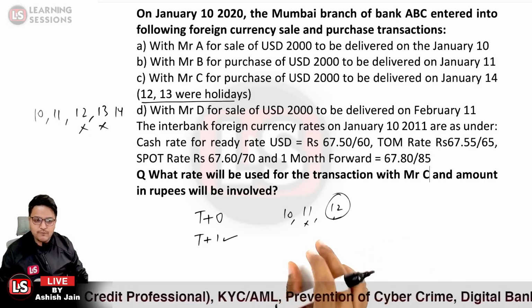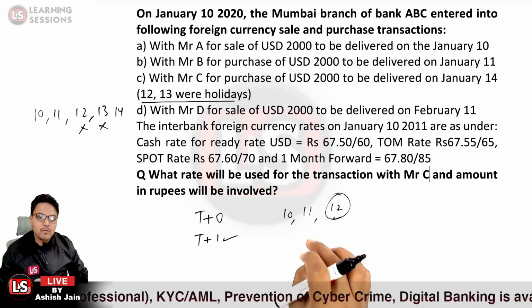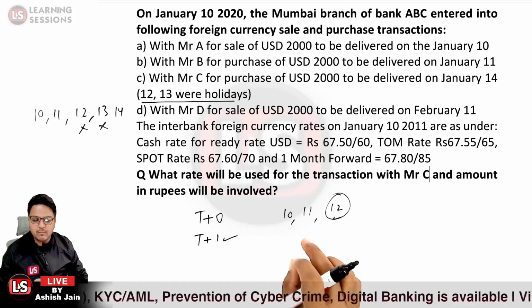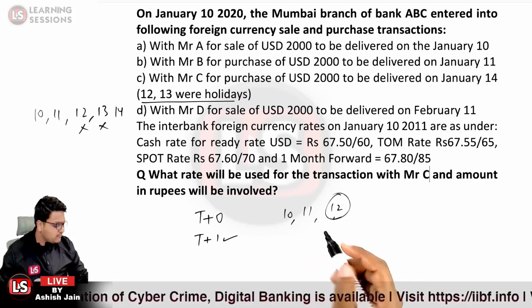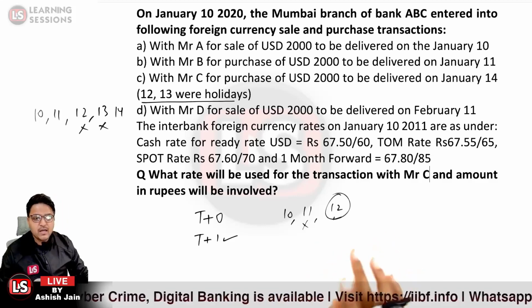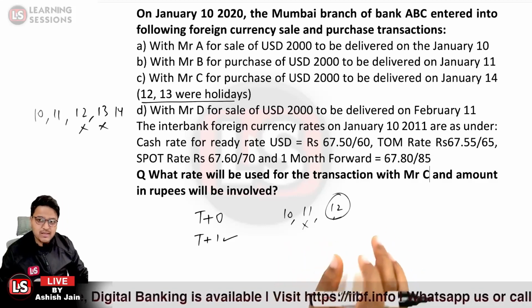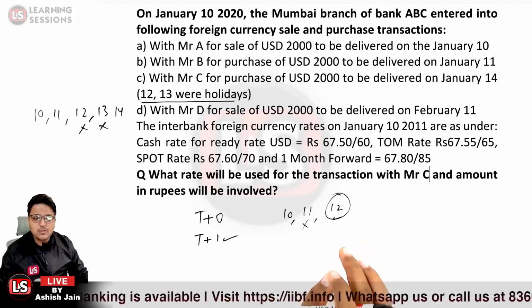As per the rule, if the 11th is also working, the spot rate would be applicable, where the settlement date can be T plus 2 days. But in this particular scenario, when the 11th is a holiday, the next working day settlement applies, and in that case, the term rate would be applicable.